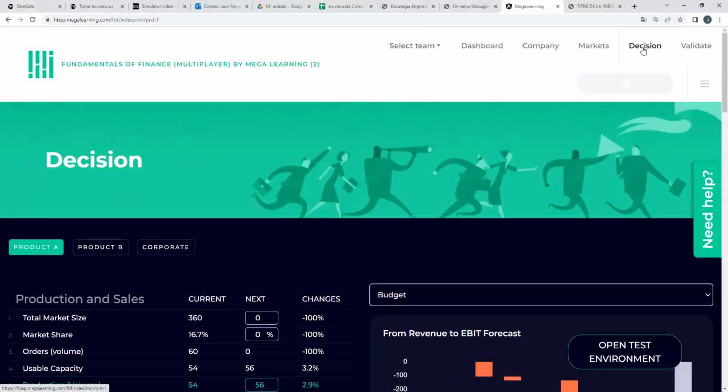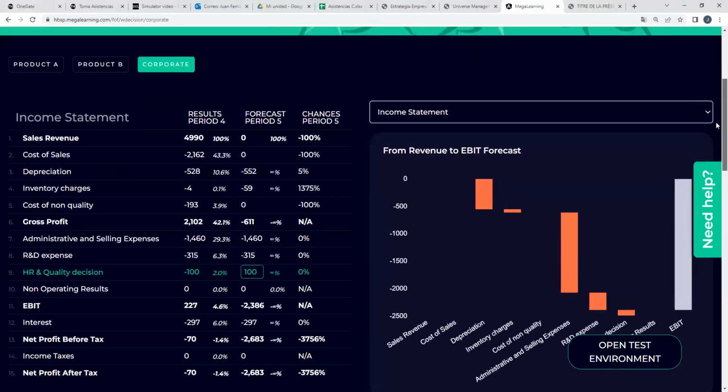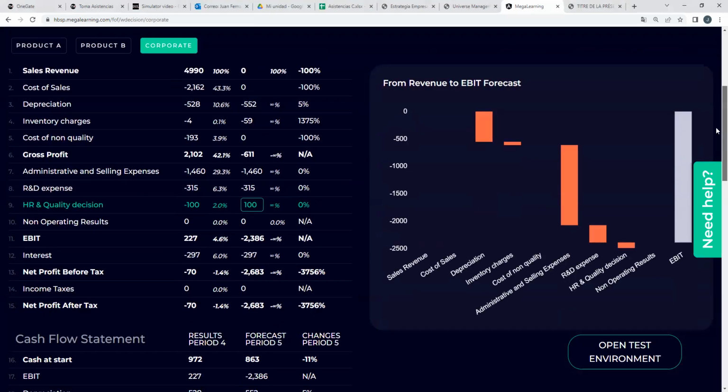In the decision tab, you can take decisions at 3 different levels. Okay. At the product A level, product B level, and corporate level. Okay. So let's begin with the corporate level.